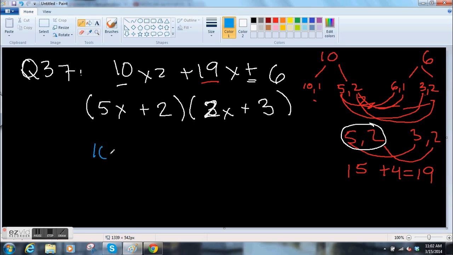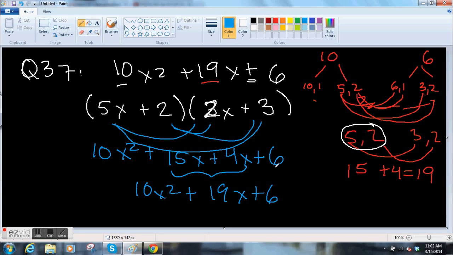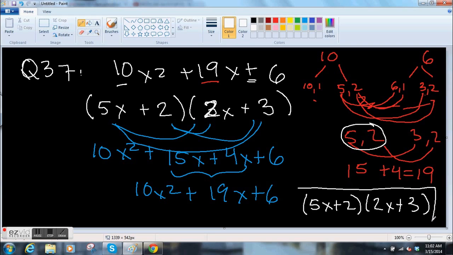Now let's check it. I should check in blue. This is my trial one. Let's see if I'm right. 10x squared plus, that was that one. Foil method, outer, 15x plus this thing, 4x plus, that is 6. That gives me 10x squared plus, hallelujah, 19x plus 6. So your answer is 5x plus 2 and 2x plus 3 is the proper factoring of that one. And I'm not going to give you one that doesn't factor.